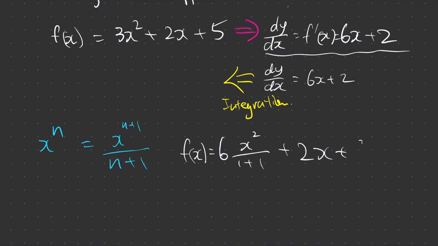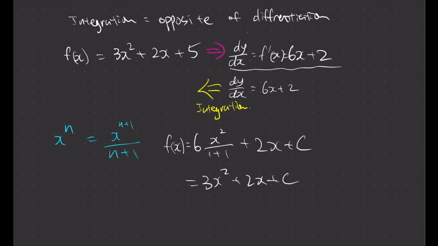But what are we missing? We're missing a plus c, okay? Now, how do you find out this plus c? Well, let's simplify this first. So we have 3x squared plus 2x, right? And then plus c. How do you find this c? You can see that this c is supposed to be 5, right? But how do we know, okay?